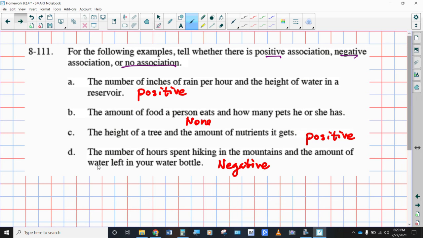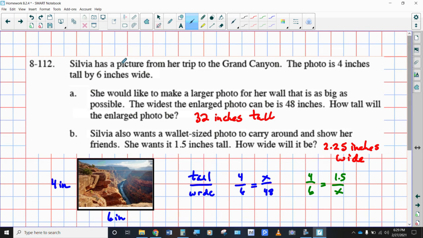Let's move on. All right, Sylvia has a picture from her trip to the Grand Canyon. This is a lovely picture. The photo is 4 inches tall by, no, 6 inches wide. She would like to make the photo larger for her wall that is as big as possible. The widest the enlarged photo can be is 48 inches. How tall will the enlarged photo be?